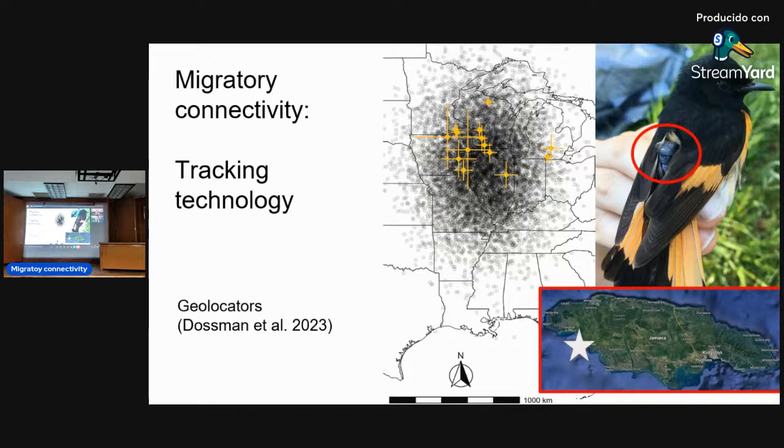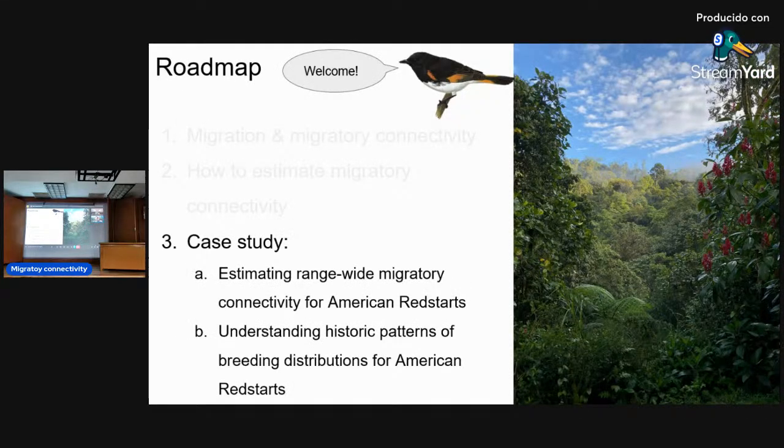To show an example of geolocator data in action, this is a study from a postdoc in my lab who put geolocators on redstarts in a Jamaica non-breeding population. He was able to get 12 geolocators back, and you can see the breeding estimates from those light data. The birds spending the non-breeding period in Jamaica are likely breeding in this Midwest region of the United States. So combined, to estimate migratory connectivity, we have intrinsic markers like isotopes and genetics, and extrinsic markers like tracking technology such as these geolocators. I'll pause again there for any questions.